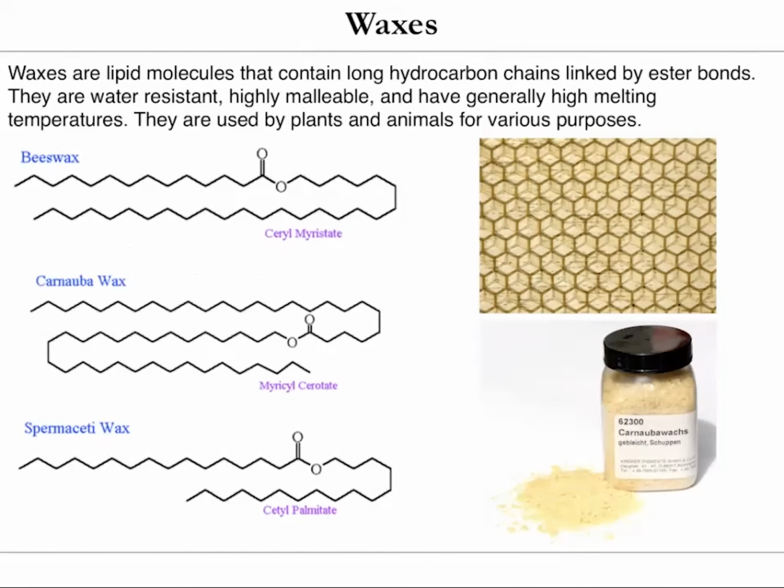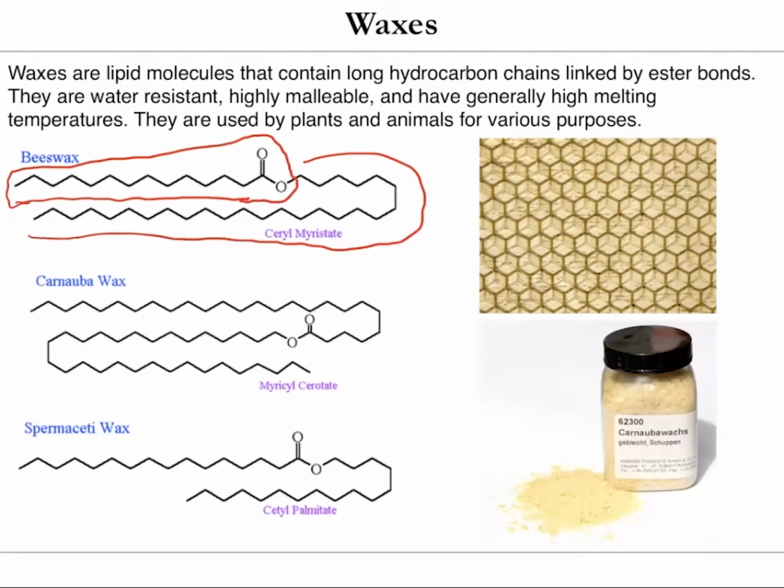So another type of lipid molecule that you've probably come across in your day-to-day life are waxes. So waxes are lipid molecules that contain these long hydrocarbon chains that are linked by these ester bonds. So this part right here, if you remember from our last discussion, would be like a fatty acid. So this would be the carboxylic acid part. So how you make waxes is you basically take another hydrocarbon chain and attach it onto one of those oxygens from that carboxylic acid group.